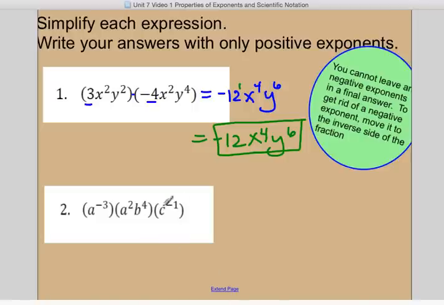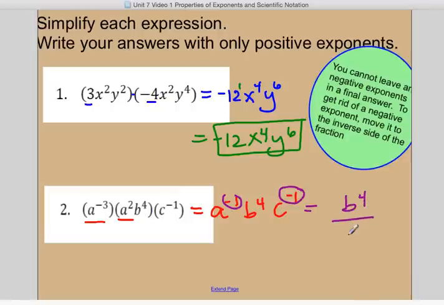Example 2. Everything is being multiplied here, so let's go ahead and write it out. So I have a to the negative third, a to the second. Negative 3 plus 2 is negative 1. B, I'm not being multiplied, so I have b to the fourth, and I have c to the negative 1. This is not properly simplified because I have negative exponents, so the way I take care of those is, remember, move them to the denominator. So my b to the fourth will stay in my numerator, and my denominator I would have a to the first and c to the first. Typically we don't write to the first power though. So there is example 2.